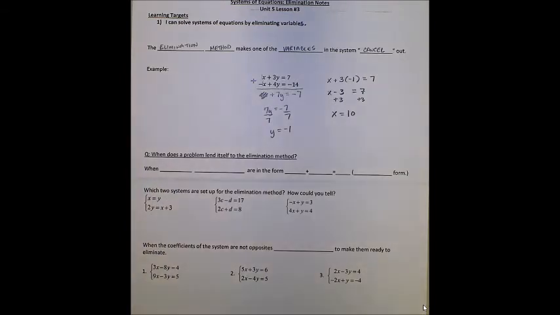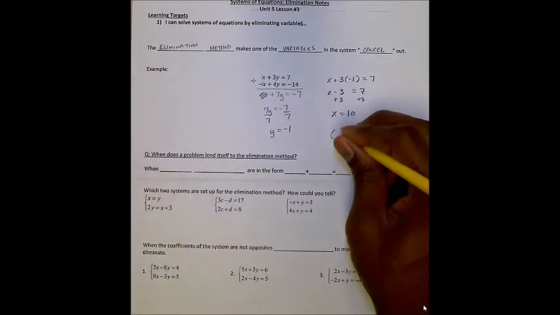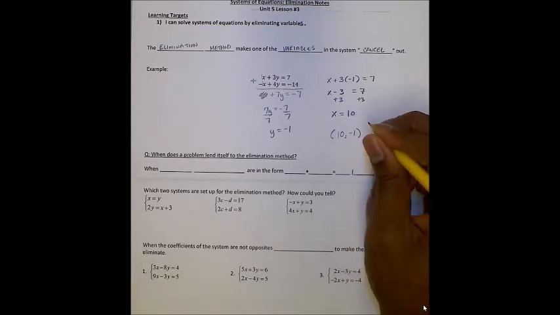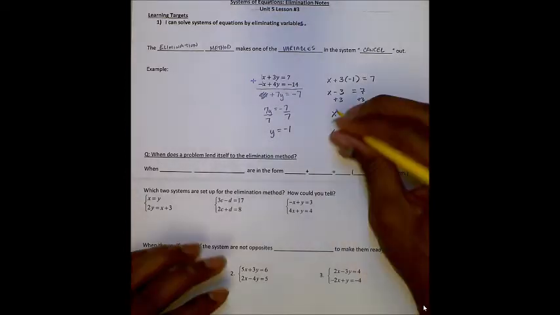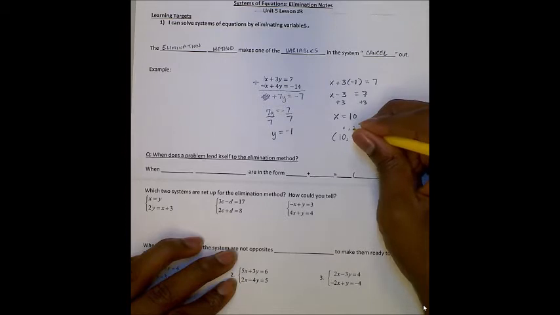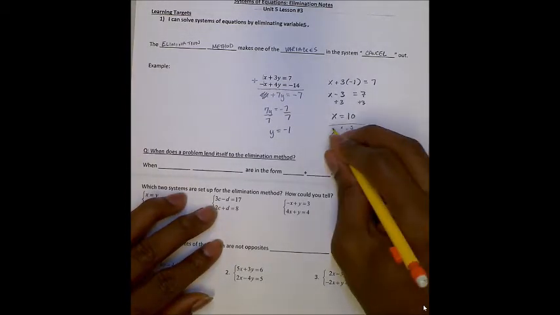Okay, so x is 10, y is negative 1. Remember that we'll write our solution as an ordered pair. So 10 comma negative 1. Okay, remember it doesn't matter which order you find x and y. x is always the first coordinate, and y always the second. All right, so there's our solution, 10, negative 1.